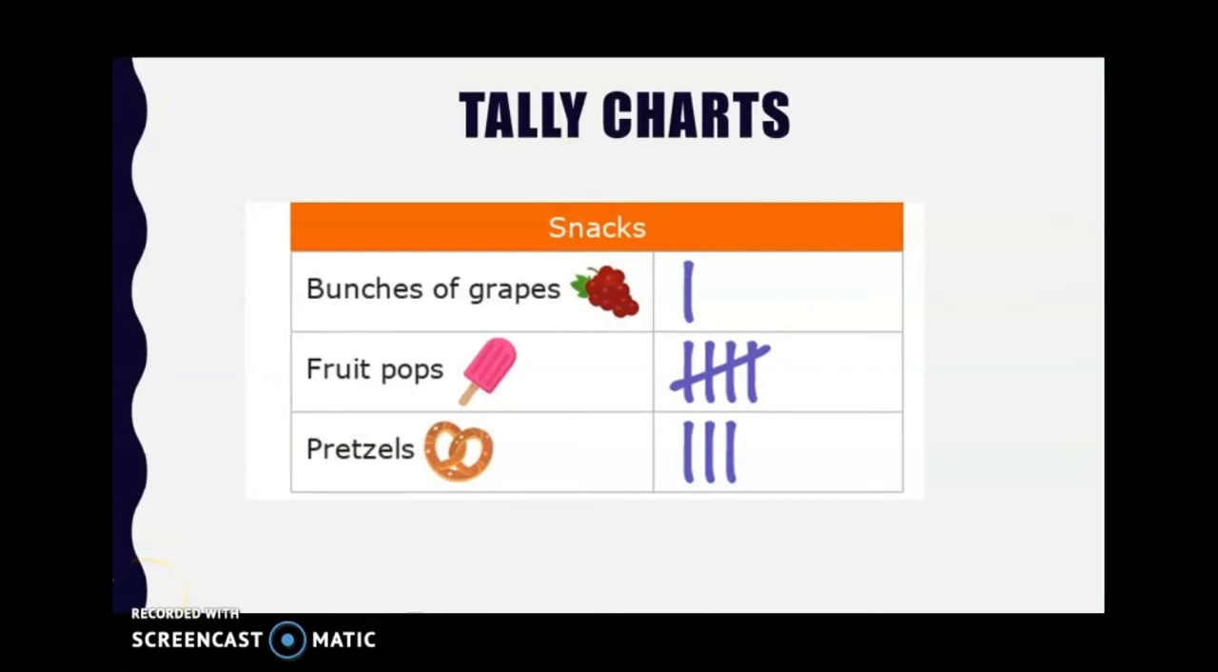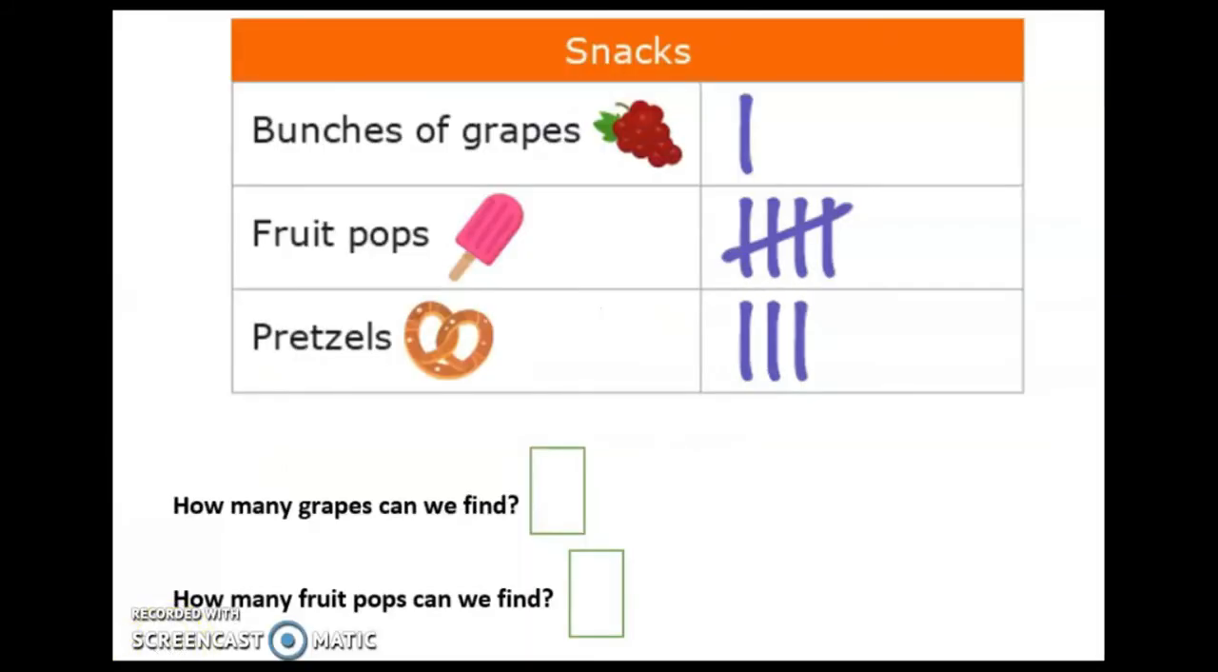In math, we also talked about tally charts. So let's go and solve this chart. What is the title of this chart? Snacks. So we know we are going to be talking about food. Let's look at question number 1. How many grapes can we find? So we'll look in our chart for the word grapes and count how many we have. 1. So we are going to write over here number 1.